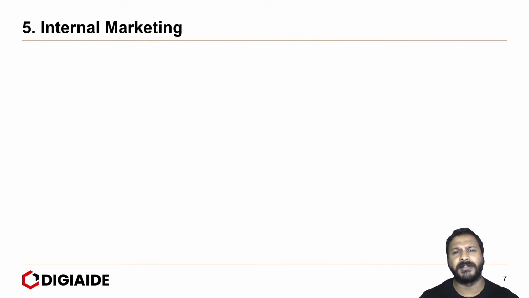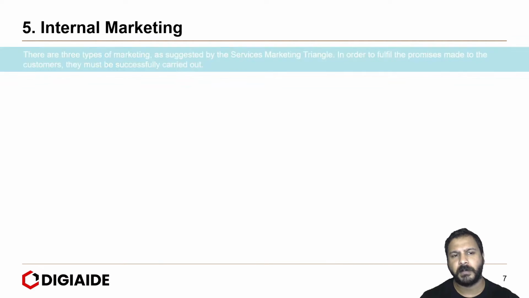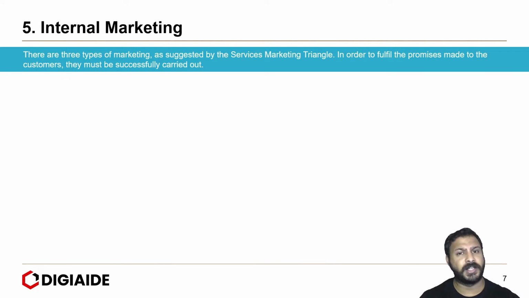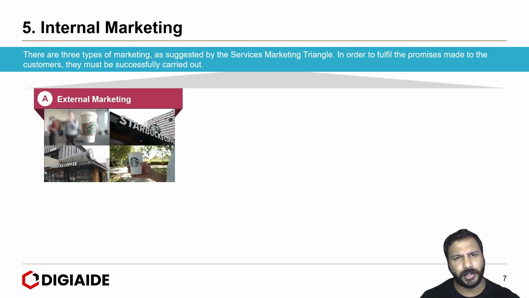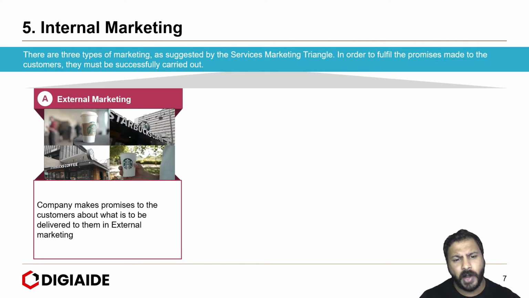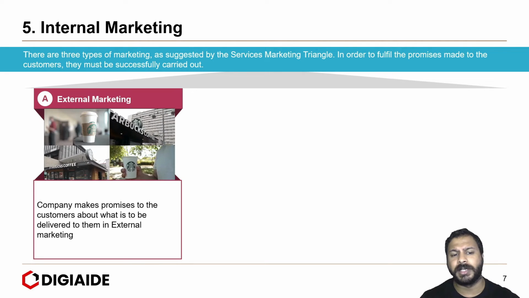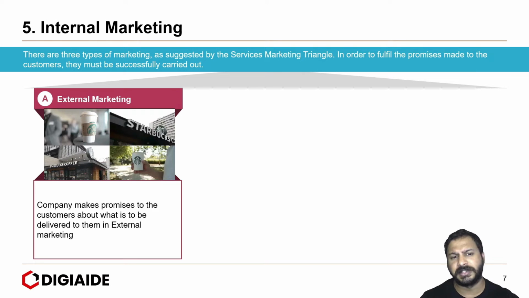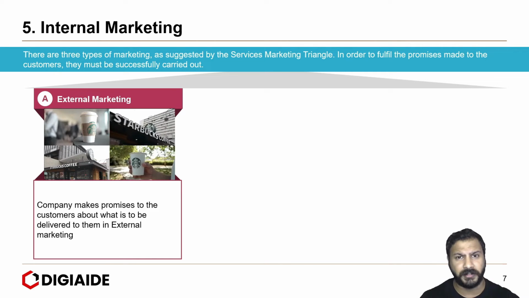Moving on to number 5, the gamut of internal marketing. Now there are 3 types of marketing as suggested by the service marketing triangle. In order to fulfill the promises made to customers, they must be carefully carried out. Let's see how. First, external marketing. Your company makes promises to the customers about what is to be delivered to them in external marketing. For instance, Starbucks promises a good coffee.